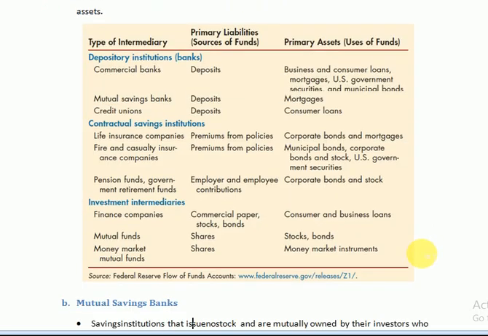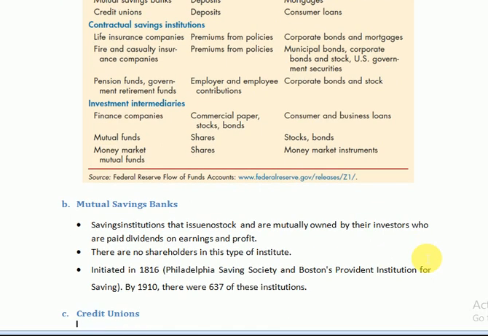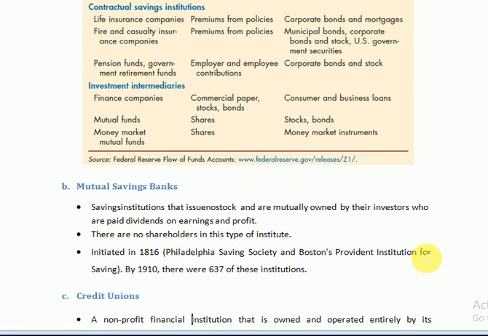Second one is mutual savings banks. These are also called savings and loan associations. Mutual savings banks are depository institutions, of which there are approximately 1,500 branches in the United States.